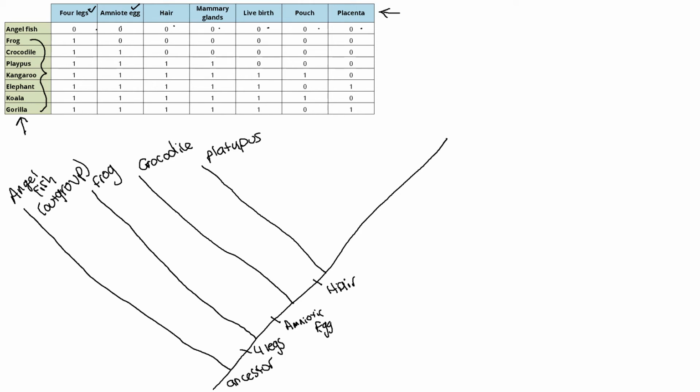Now, mammary glands. The platypus also has mammary glands, and every other organism also has mammary glands. So we can put mammary glands here as well.